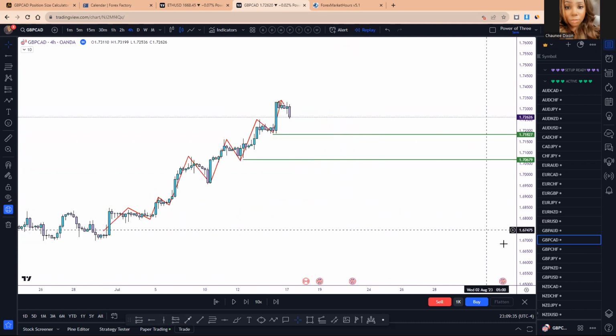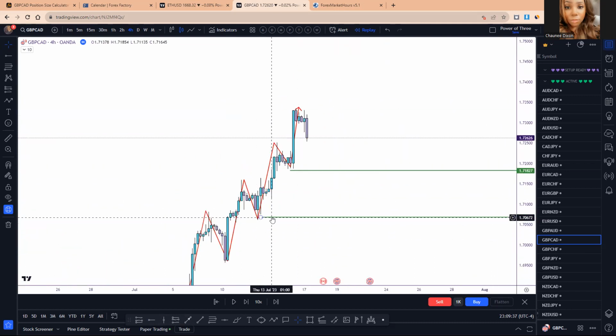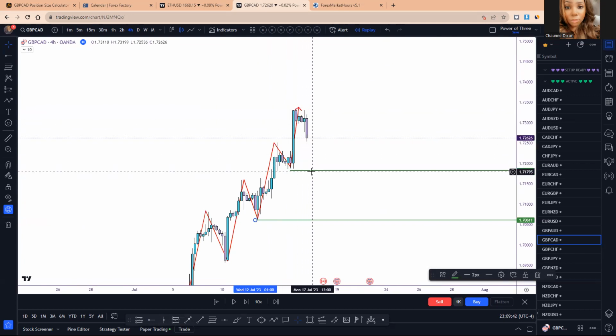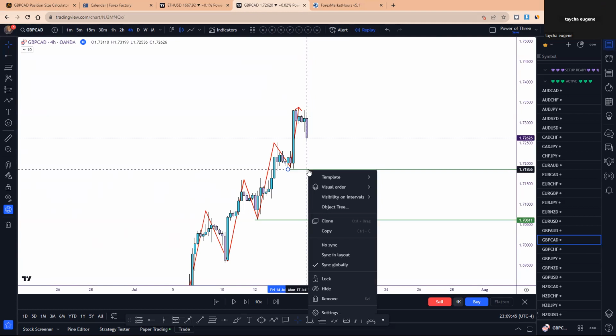Okay, so we're moving up. We have our recent lows marked. What is it doing right here? What is this called? The retracement. A retracement. Good.